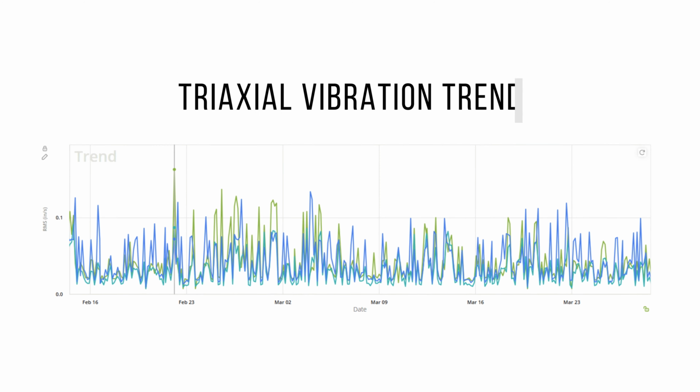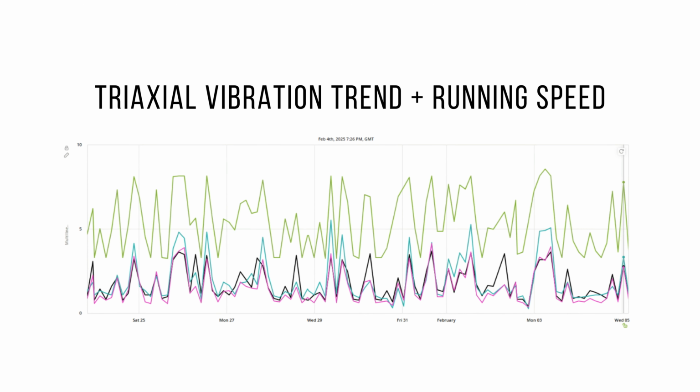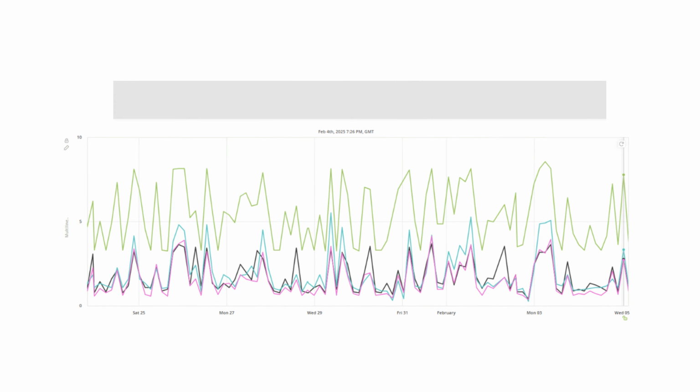Take this example, where we have a triaxial vibration trend from a cooling tower fan. The vibration levels appear to fluctuate pretty dramatically across all three axes. At first glance, it might seem like something's wrong. But when we overlay the machine's running speed, it becomes clear that the changes in vibration are actually caused by changes in speed, not a fault with the machine itself. Some systems allow you to filter trend data by running speed, which makes it easier to spot actual issues versus normal operating behavior. Trend charts might seem simple, but they're powerful.